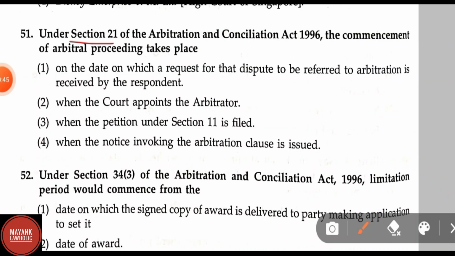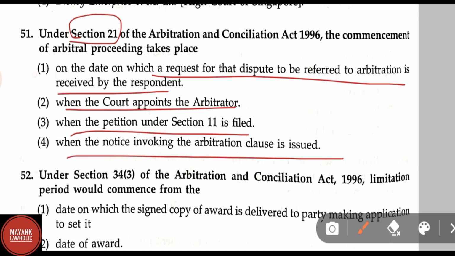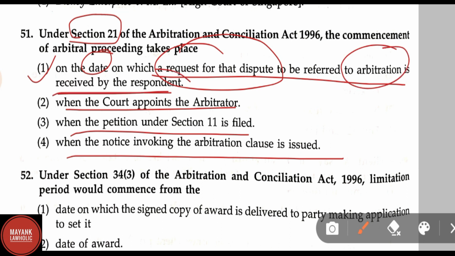Under section 21 of the Arbitration and Conciliation Act 1996, the commencement of arbitral proceedings takes place: option 1, on the date on which a request for that dispute to be referred to arbitration is received by the respondent; option 2, when the court appoints the arbitrator; option 3, when the petition under section 11 is filed; and option 4, when the notice invoking the arbitration clause is issued. In this question, the correct answer is option 1, on the date on which a request for that dispute to be referred to arbitration is received by the respondent.